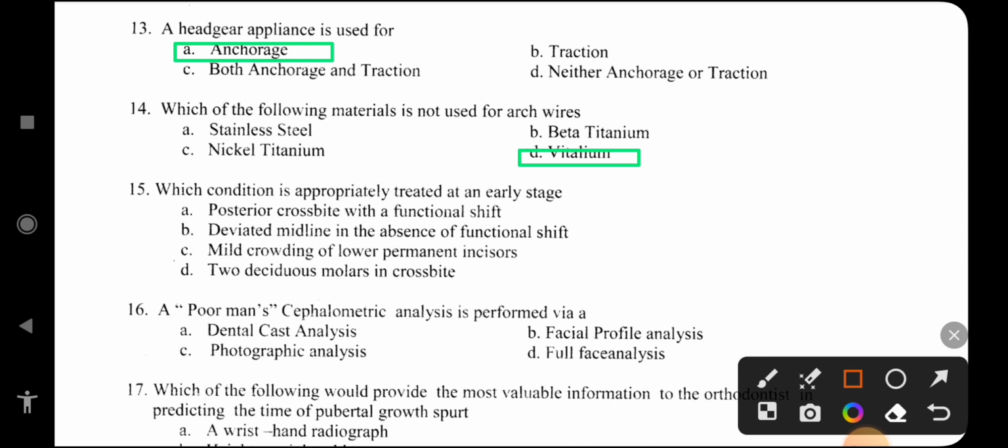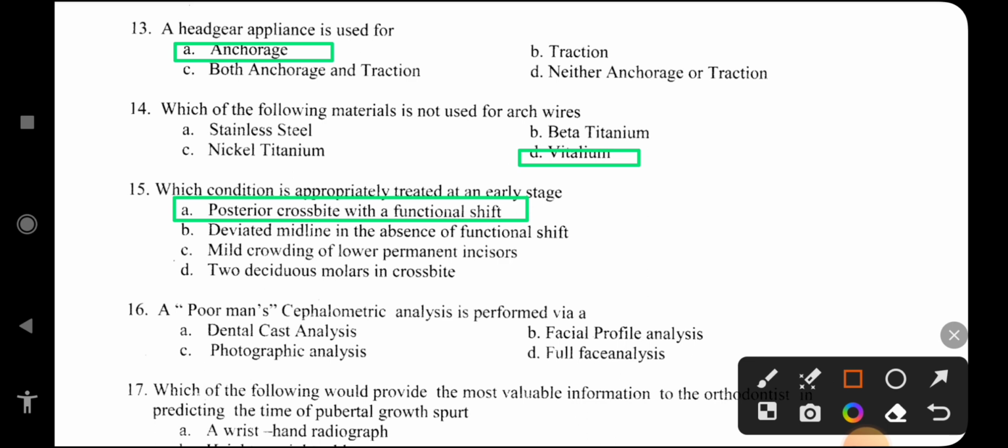Options are posterior crossbite with a functional shift, deviated midline in the absence of functional shift, mild crowding of lower permanent incisor, or 2 deciduous molar in crossbite. And the correct answer is posterior crossbite with the functional shift. It should be treated at an early age.